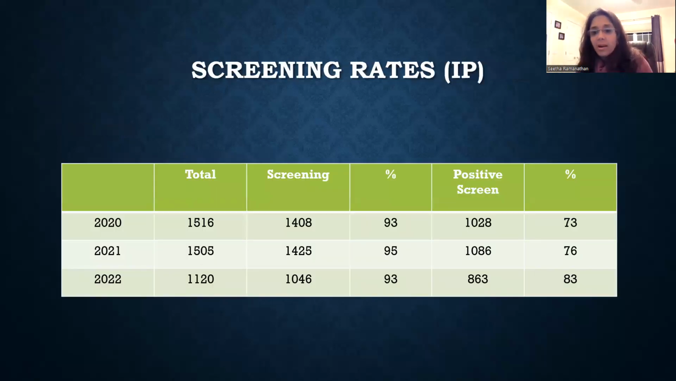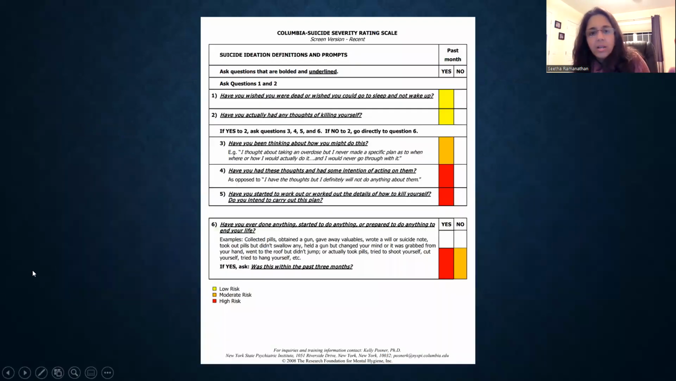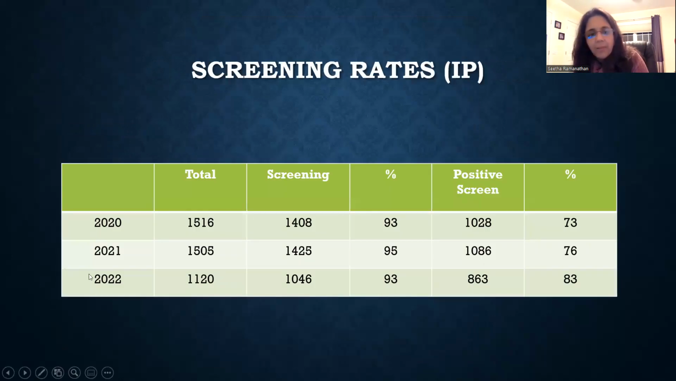All right, so on our inpatient units, this was our screening rate. We saw a total of 15, 16 patients. So roughly over the 3 years, we've been seeing around 1,000 patients. Now 2022 ended in September, so the numbers are much smaller. But we didn't get a 100% screening rate. Even in our inpatient units, we should have got 100%, but we were at 90% and above, which is great.